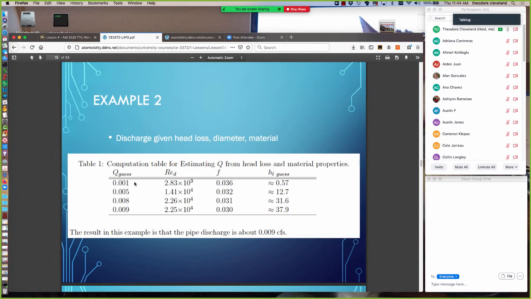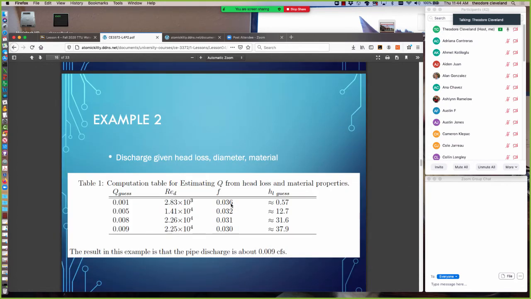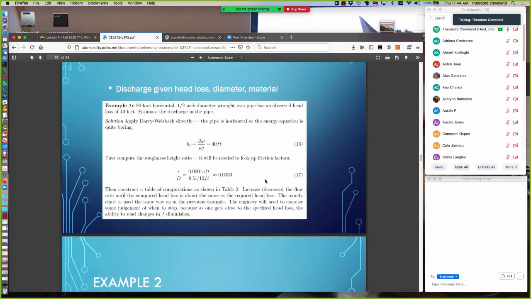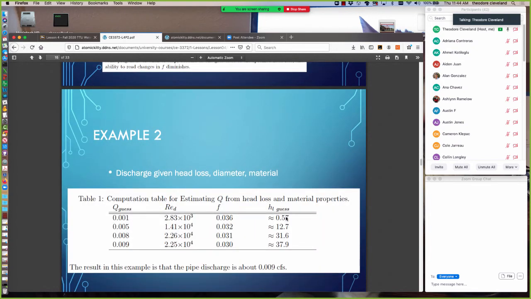And then in the olden days, we'd build a table of computations, something like this. We would guess a discharge, calculate a Reynolds number, use that Reynolds number and this roughness height to look up a friction factor, and then calculate a head loss based on that friction factor. When the head loss that we guess gets somewhat close to the head loss we have to work with, we found an answer.